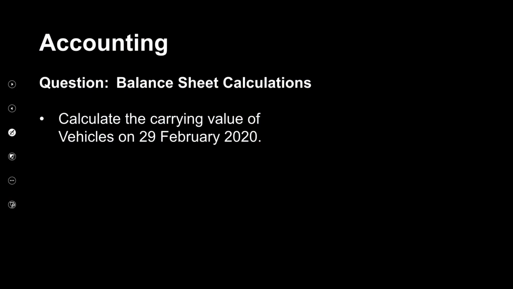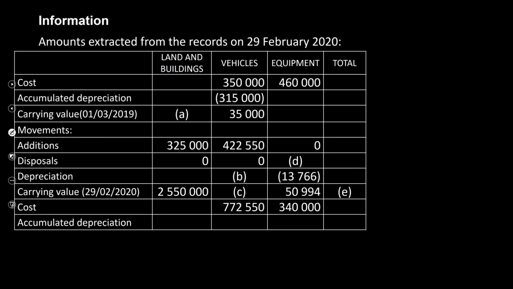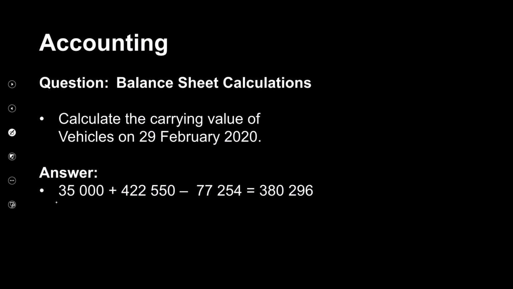We are now expected to calculate the carrying value of your vehicles on the 29th of February 2020. Let's look at this once again. Here we have the information. We have to calculate this figure here, namely the carrying value of my assets at the end of the financial year. What do we have? We know that we had assets at the beginning to the value of 35,000 Rand. So you start off with your 35,000 Rand. That was the carrying value of my assets at the beginning of my financial year.